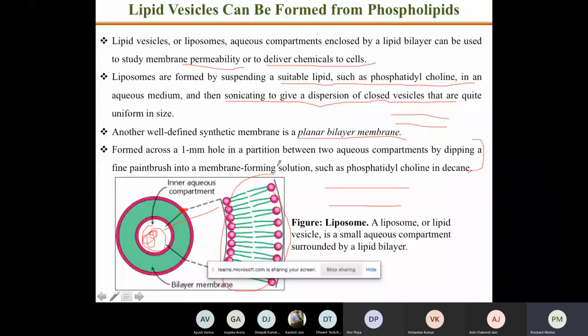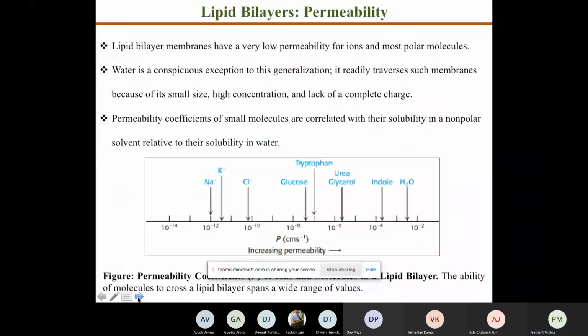This is the complicated structure. We are not going to focus on that, but yes, the formation of liposome is very common, and you can make it in the lab. It's a very simple procedure. You take the lipid, put it in hexane or chloroform, remove all the solvent, then put it in a buffer, sonicate it, and your membranes are ready.